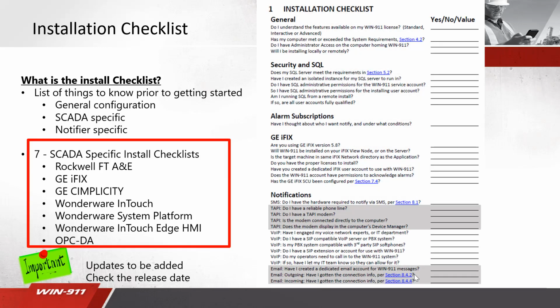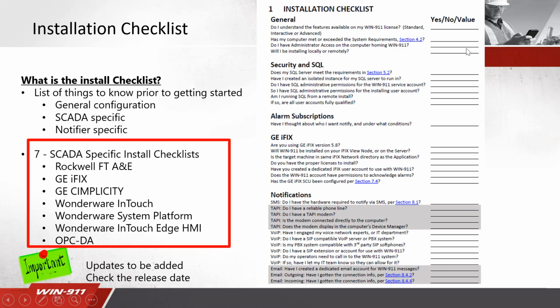Let's take a look at the installation checklist. This example here is for iFix. So again, you'll select your specific SCADA, and you'll have different questions depending on which SCADA you select. The checklists are very similar in that they'll have your general, your security, subscriptions, and then your notification section, and then the SCADA specific information will change.